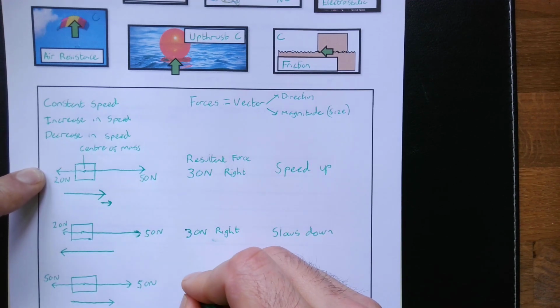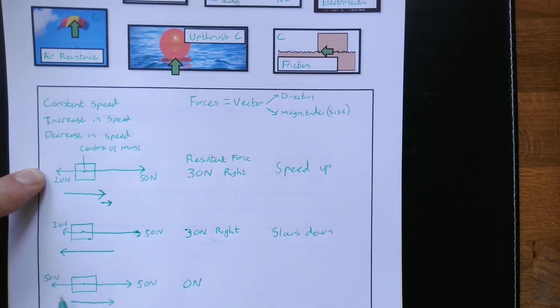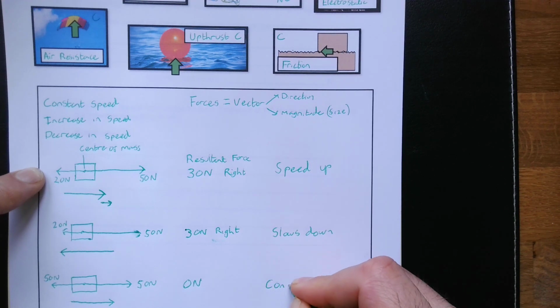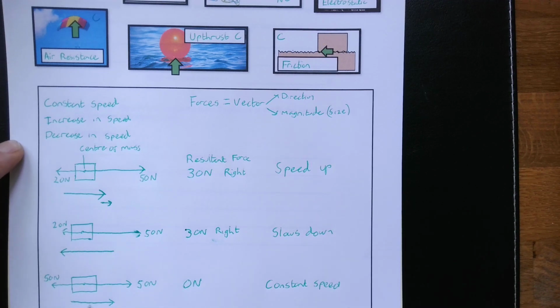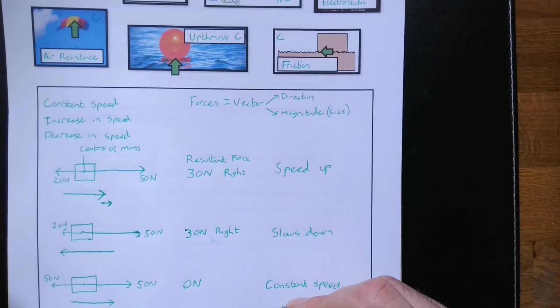Okay, that means the resultant force is 0 newtons. There's no direction because there isn't a larger force in a specific direction. So we just say 0 newtons. And whenever it's 0 newtons, it's always a constant speed. And we know it was moving to the right, so we say constant speed right. Now, if the object was stationary, and then we had equal forces left and right, we would write stationary there instead, but it's still a constant speed.